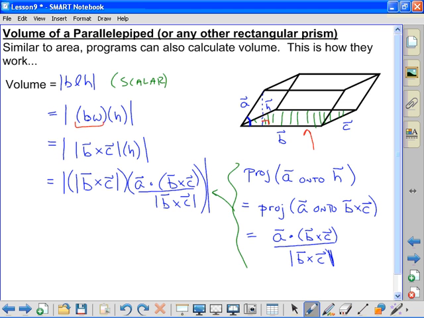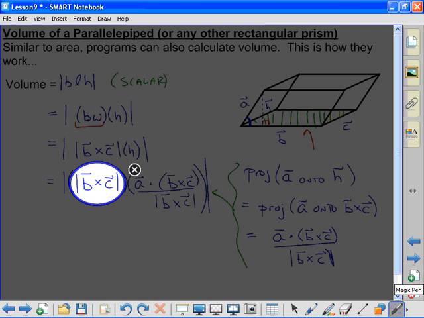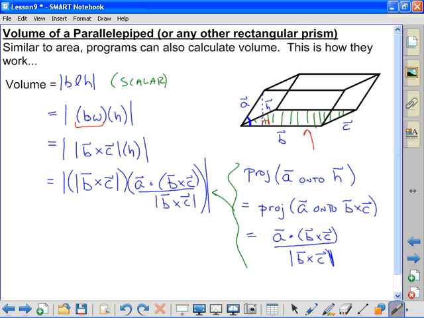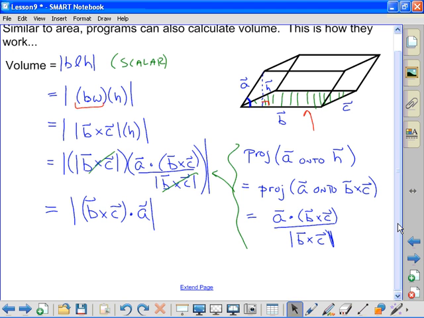Now we have some simplification because in the numerator we have the magnitude of B cross C, and in the denominator the magnitude of B cross C, so those will end up canceling out. So in the end, the volume of any 3D shape is the magnitude of B cross C dot, using the dot product, A, and we'll just put that note underneath, so there is your volume of a 3D parallelepiped.